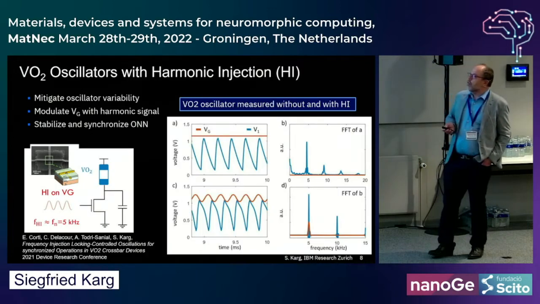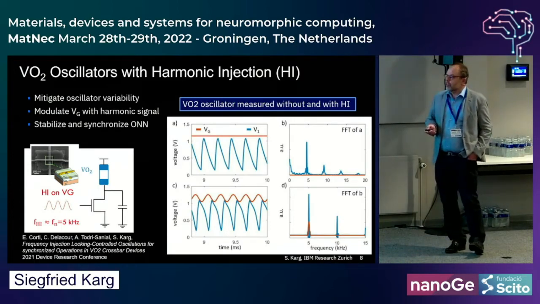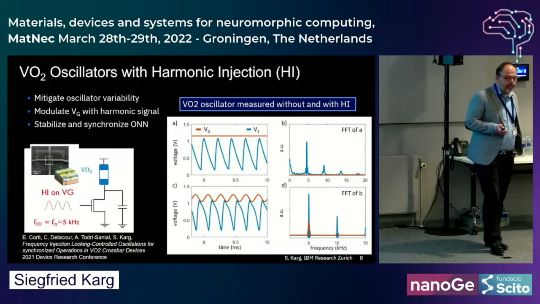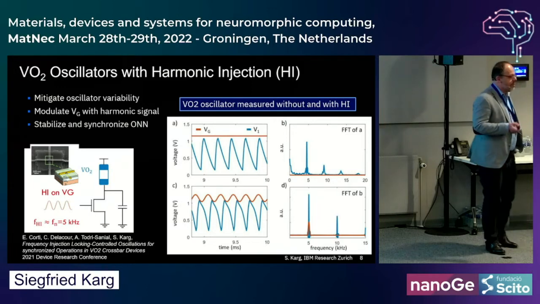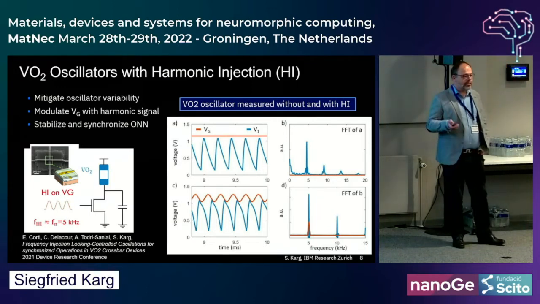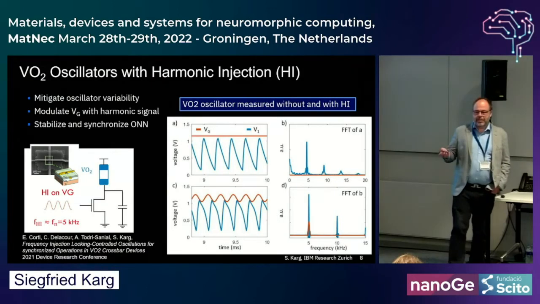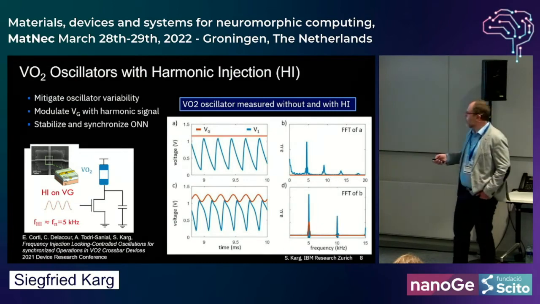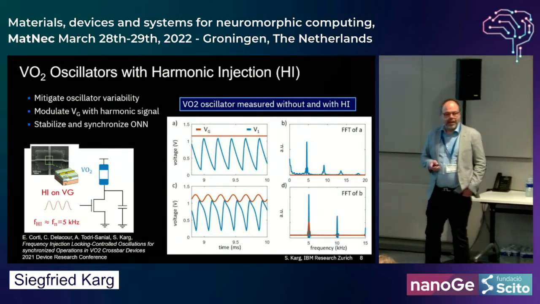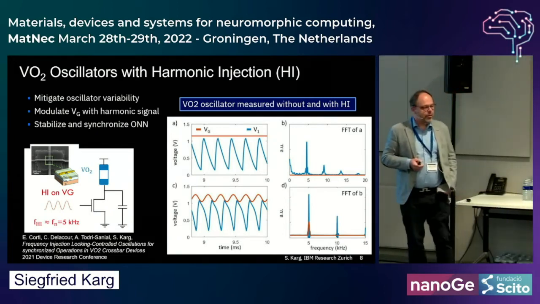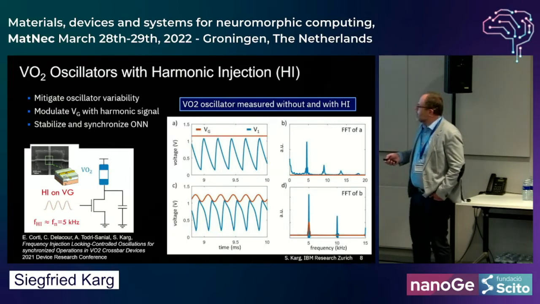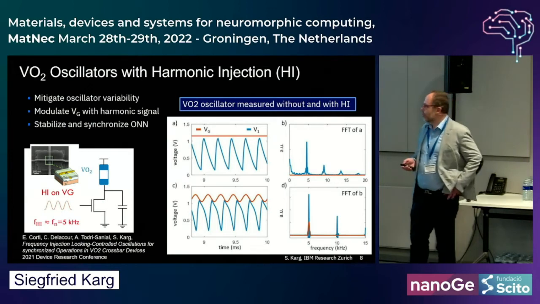And to overcome this variability, we use a technique which is called harmonic injection technique. So we replace our resistor that we had here with a transistor. The transistor is just there to set a conductance, to set a resistance for this. You can use the gate to tune the resistance. So for us, it's just a tunable resistor. But it has the ability to also superimpose an external frequency.